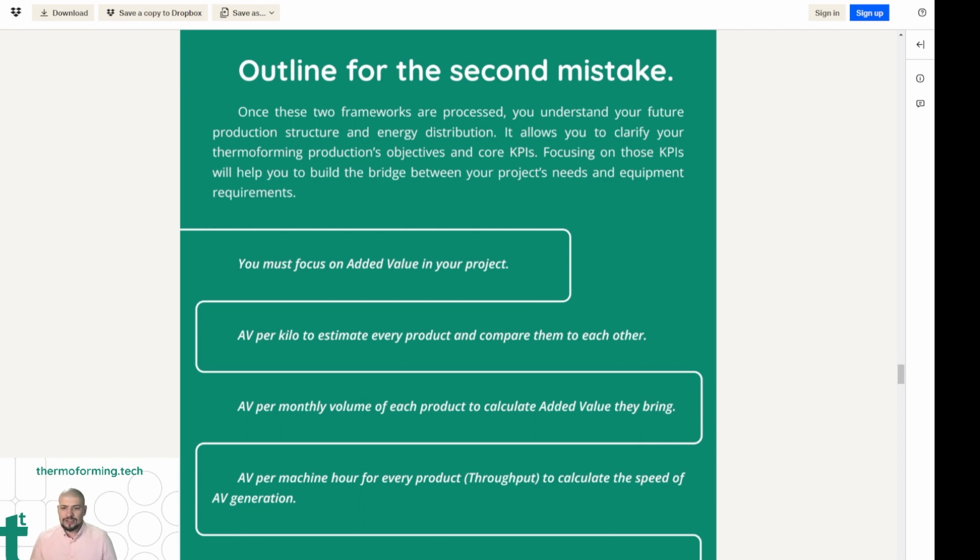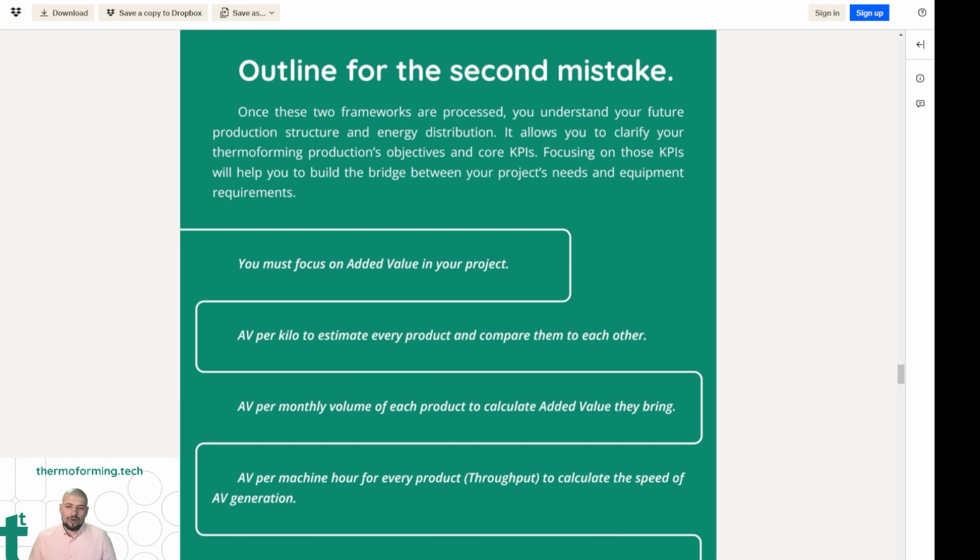So once you go through this algorithm, if you need some help, we can meet together and discuss. But what you will have to track down at any moment of your thermoforming project, the added value is the key. And you should calculate the added value per kilogram so you can compare one product to each other, and your production lives in kilograms and operates with kilograms.